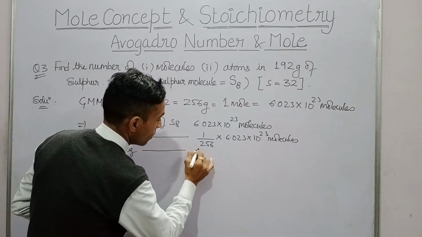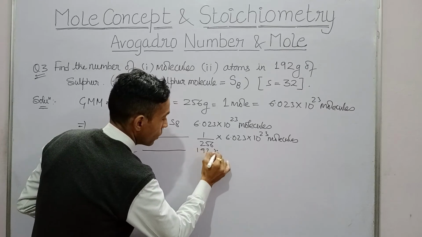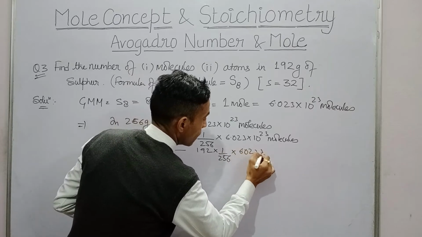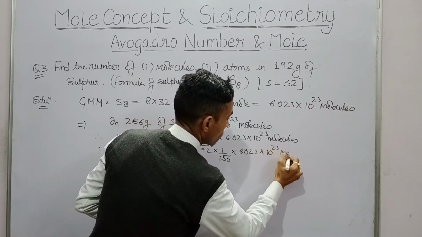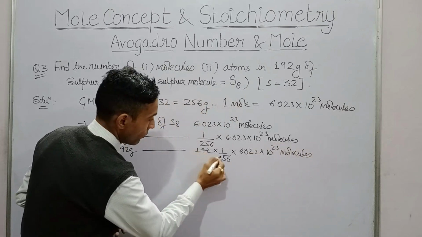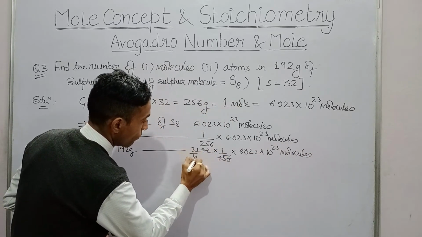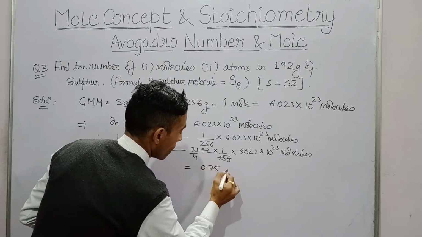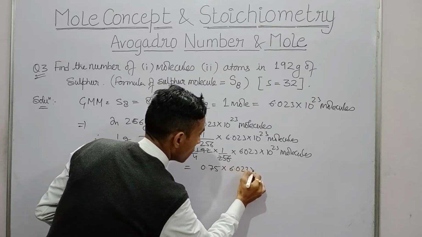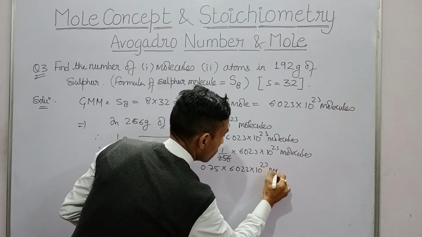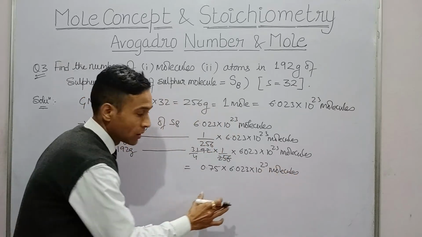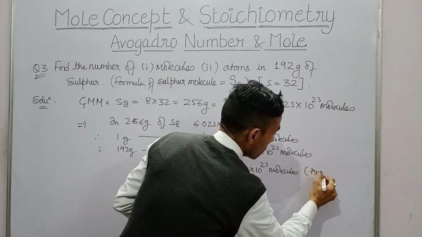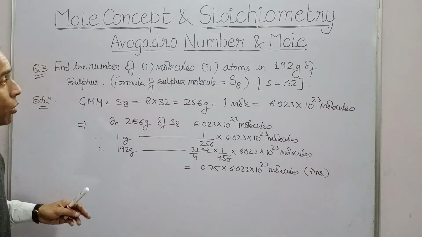will contain 192 into 1 upon 256 into 6.023 into 10 to the power 23 molecules. So we will cancel this. This will come 3 upon 4 and this gives us 0.75 into 6.023 into 10 to the power 23 molecules. We will not disturb this Avogadro number, we will keep it as it is, and this is our answer number 1.